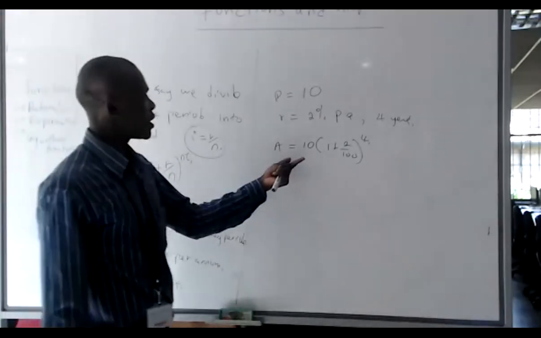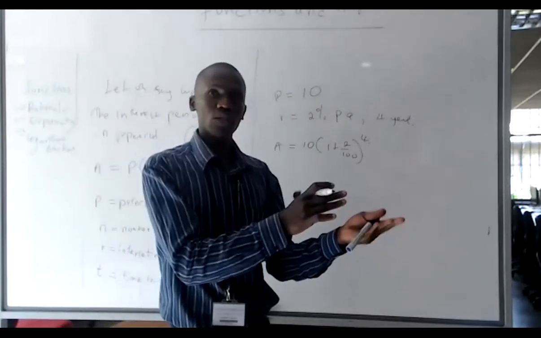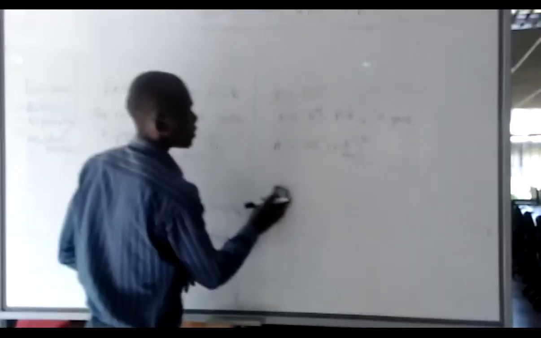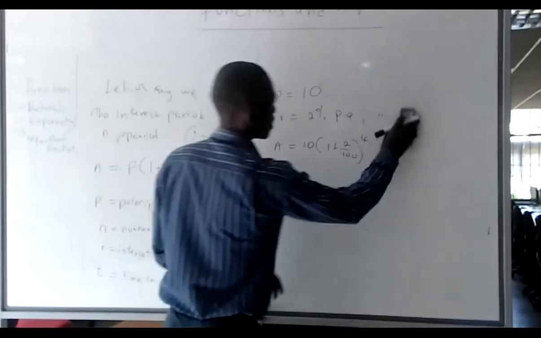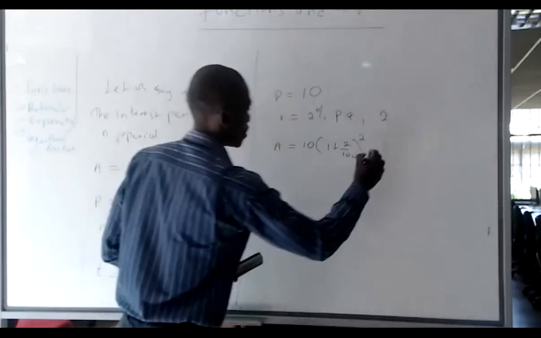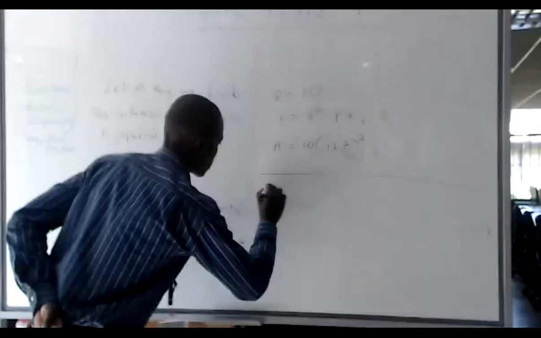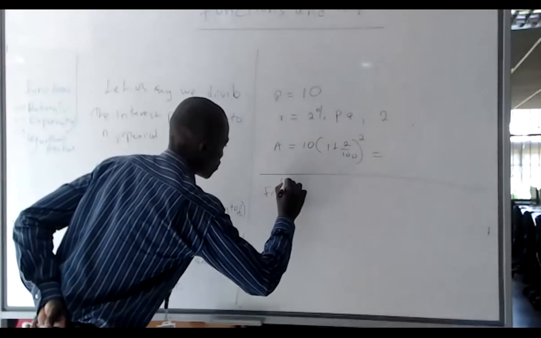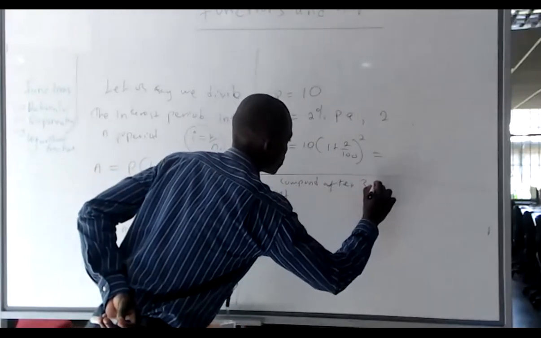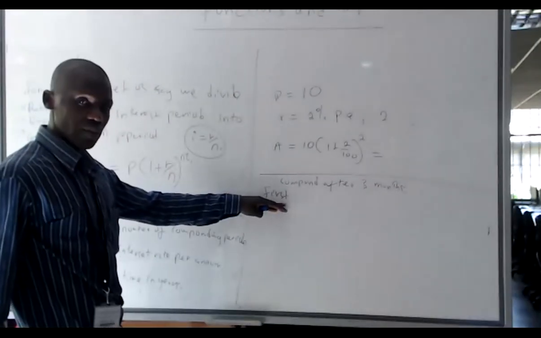But suppose I wanted that after every 3 months, I put the interest on top of the principal and proceed. After every 3 months. 3 months will be too big. Let me take 2 years, because 3 months will give me 8 periods. Now suppose you compound after every 3 months. So first of all, compute the interest for the first 3 months.